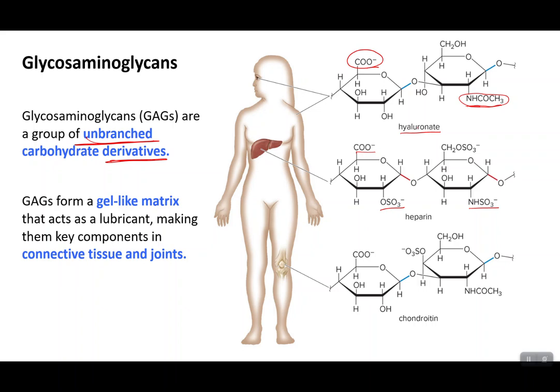Now, you're going to see some of these derivatives have a beta glycosidic bond. This is an alpha glycosidic bond. But these types of unbranched carbohydrate derivatives are going to be very important for connective tissue and joints, because their structures are going to be gel-like. They form this gel-like matrix, and it's going to act as a lubricant in these joints and connective tissue.